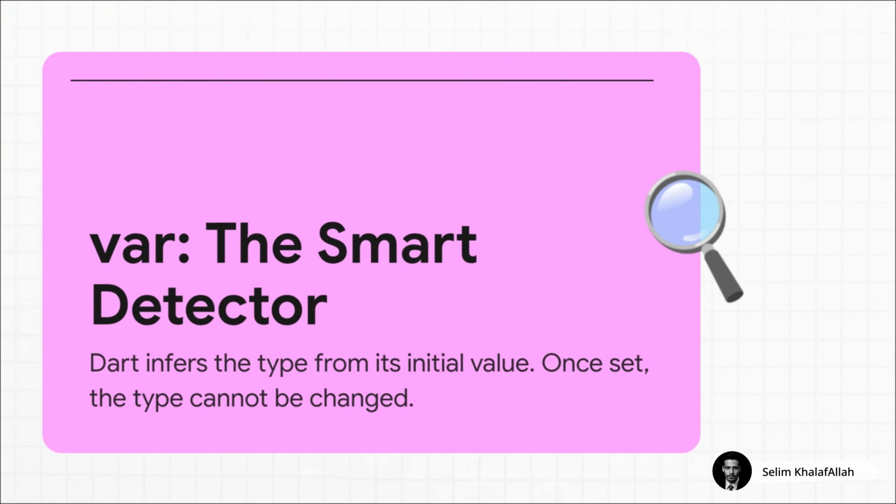First up, we have var. I like to call it the smart detector. When you use var, you're basically telling Dart, hey, you figure it out. Dart looks at the value you give it, in this case, welcome, and says, that's a string. But here's the key thing to remember. Once Dart figures that out, the type is locked in. You can change the message later, but that variable will always have to hold a string.